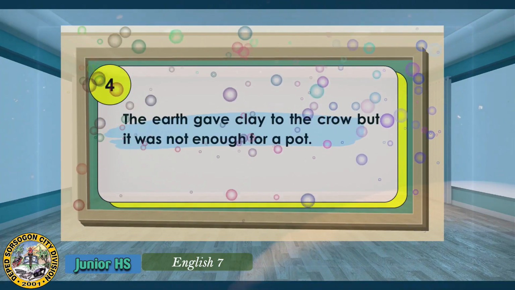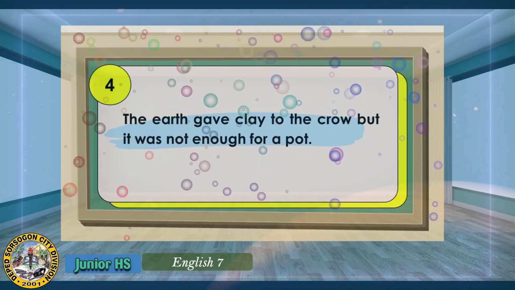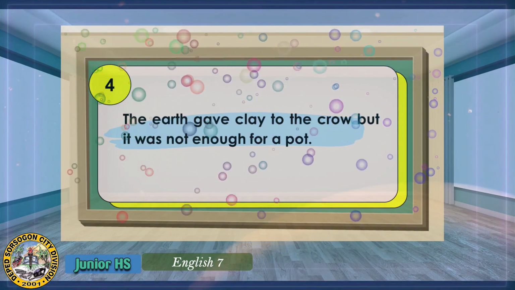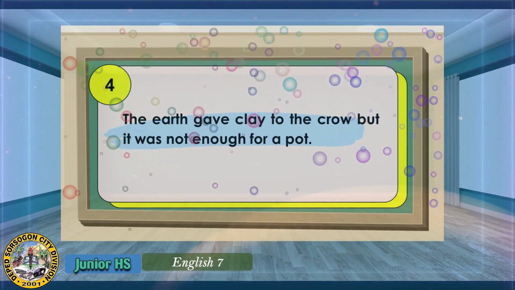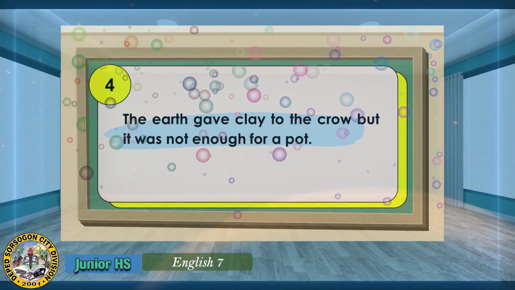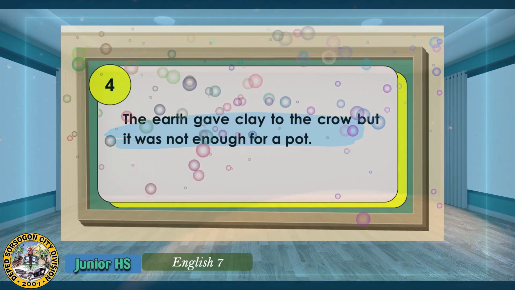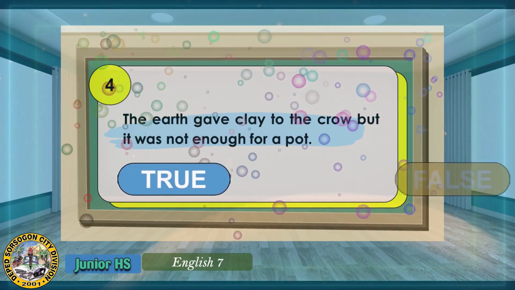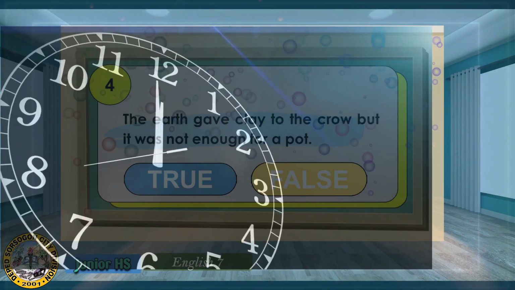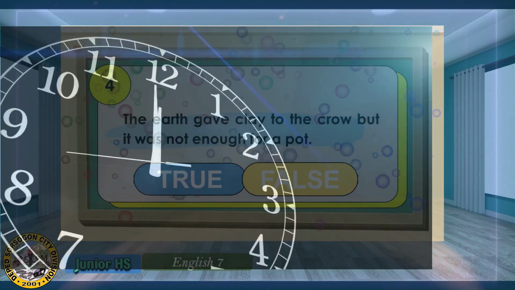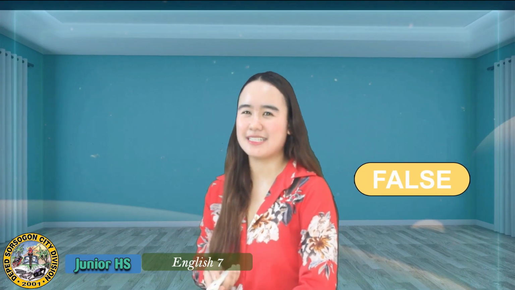Number 4. The earth gave clay to the crow, but it was not enough for a pot. Again, for number 4, the earth gave clay to the crow, but it was not enough for a pot. Is it true or false? Excellent! The correct answer is false.